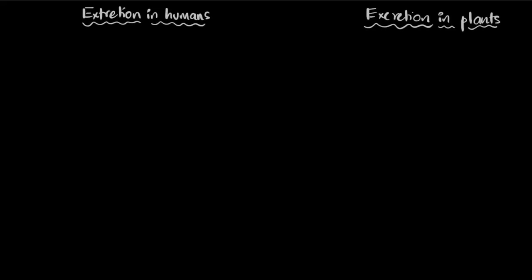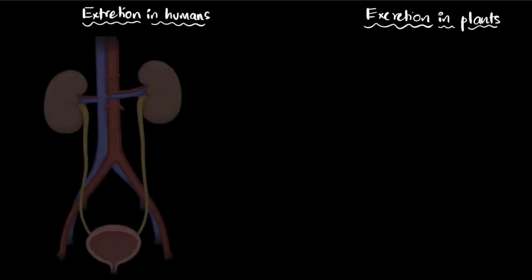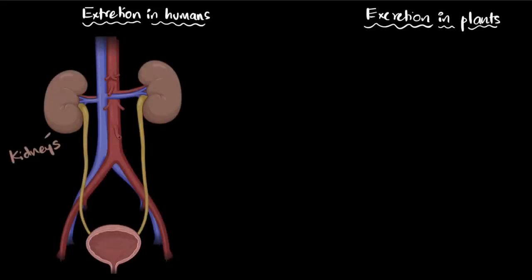Let's explore excretion in humans and in plants. In humans, the main parts of the system are the kidneys, which form the urine, the ureter, which passes the urine down into the bladder, where the urine is stored until you evacuate it.